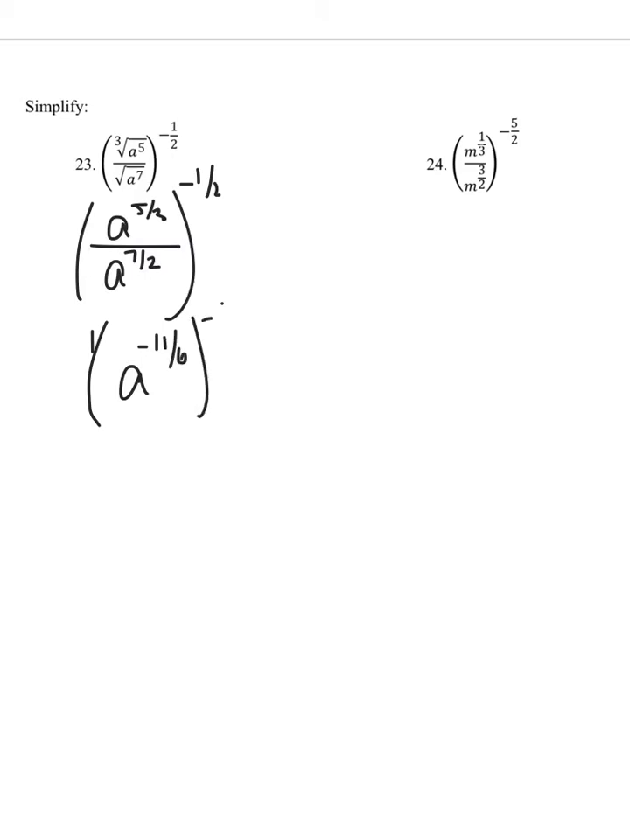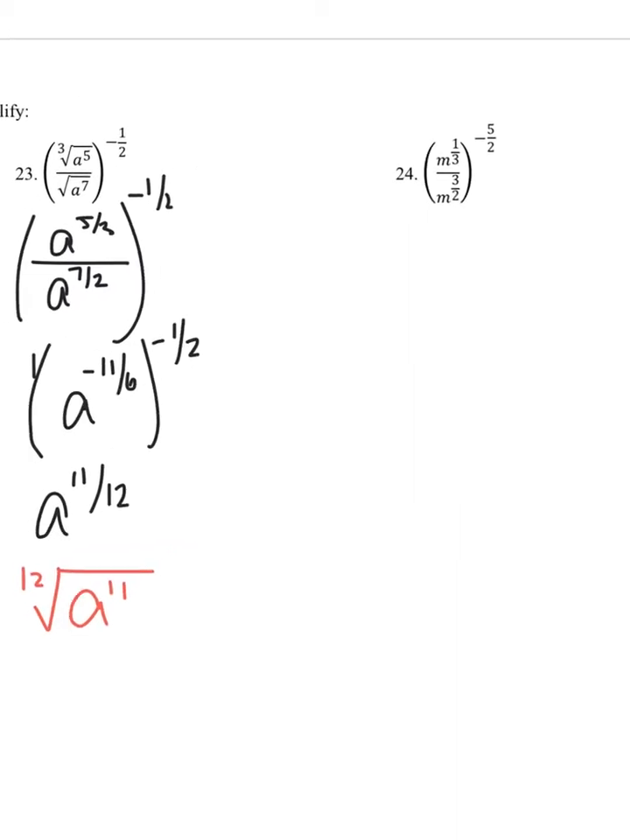I know it looks messy, but now, power to power, I have to multiply. So this is a to the positive 11 over 12. However, if I want to clean this up, I don't want fractional exponents. If I want it in radical form, this 12 comes out here. So this is the 12th root of a to the 11th power. And that is my final answer.